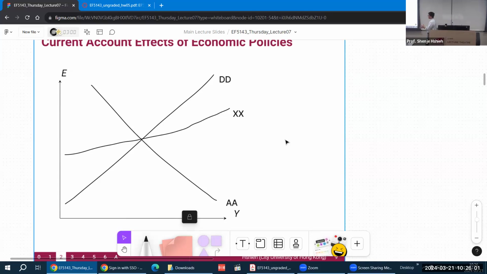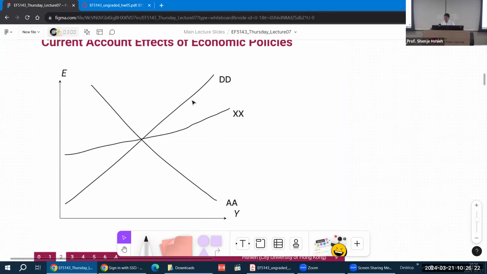So remember what the XX curve represents. It's combinations of E and Y that achieve a specific net export number, whatever that is. $100 trillion, $10 billion, negative $10 billion, whatever it is, okay? Every country can choose whatever they want.